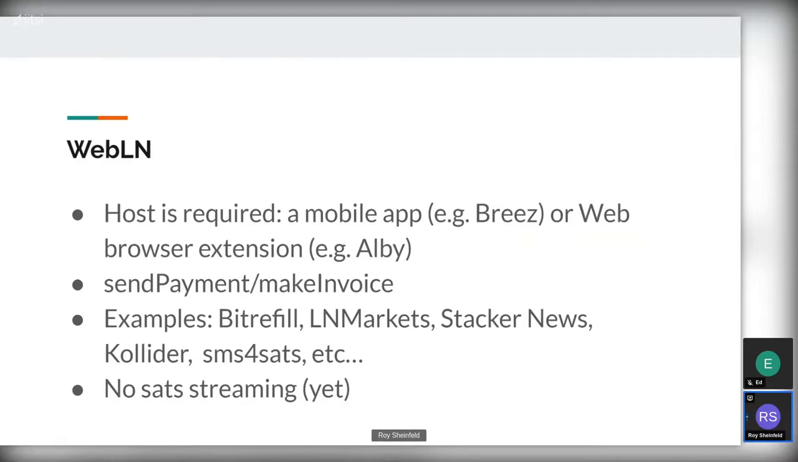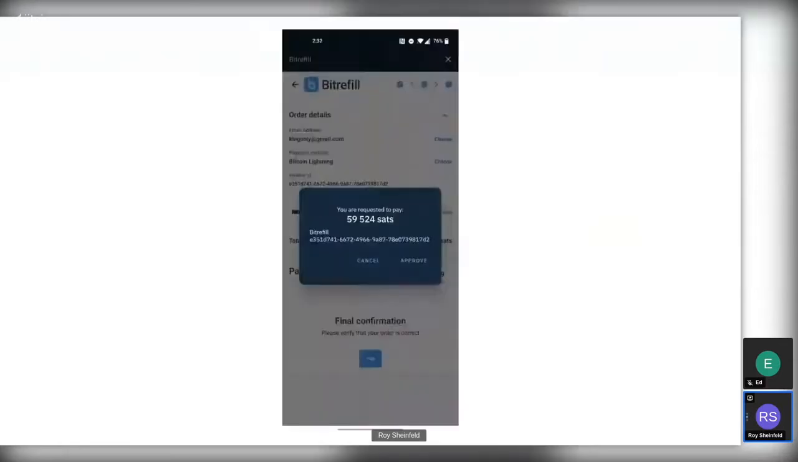Another example is Alby. Alby is a web browser extension that hosts the WebLN extension. So you can create a website that supports the WebLN JavaScript, and it will facilitate payments with the wallet that resides on Alby. It's a super simple interface. It allows you to make a payment or receive a payment, and there are many examples out there.